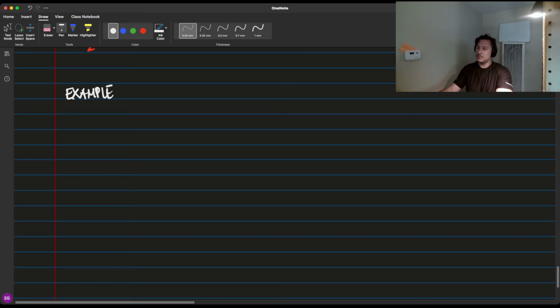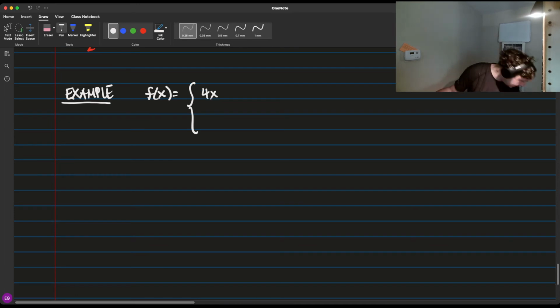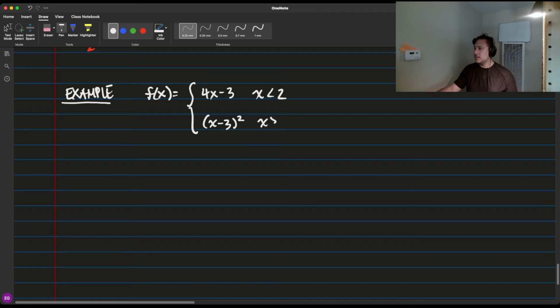So example, let's say that we have this function f of x equals, so it's going to be a piecewise function, 4x minus 3 if x is less than 2, and then it's going to be x minus 3 squared if x is greater than or equal to 2.